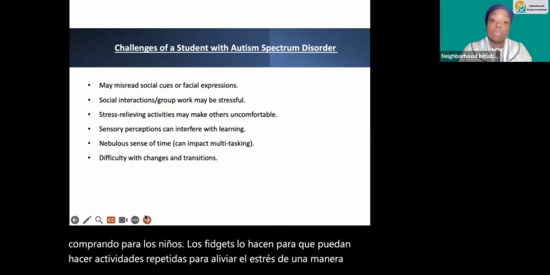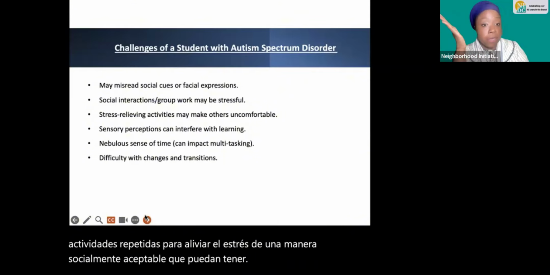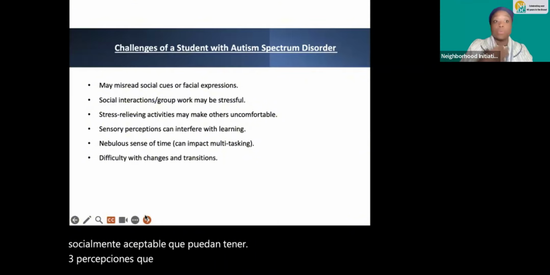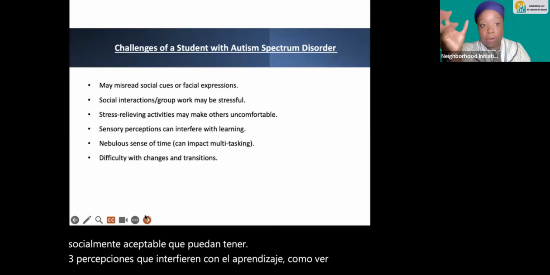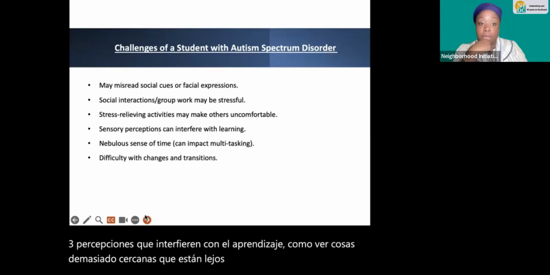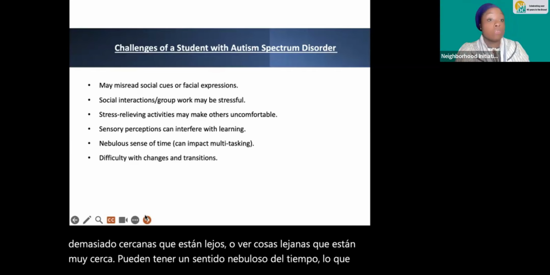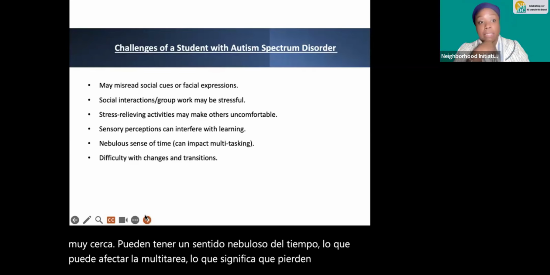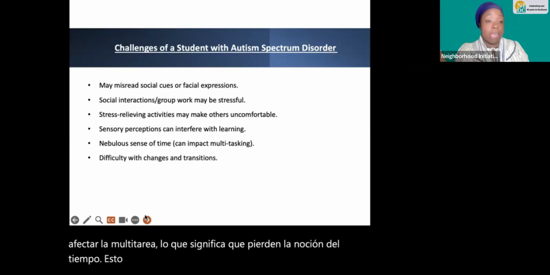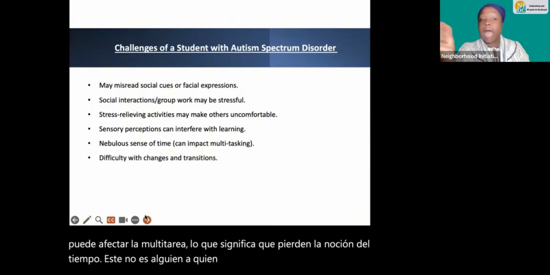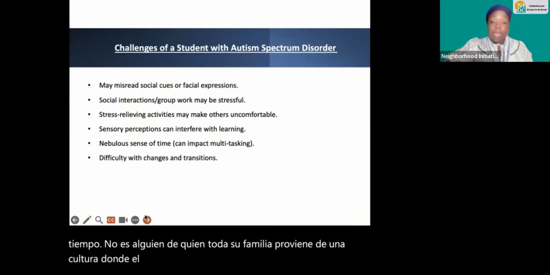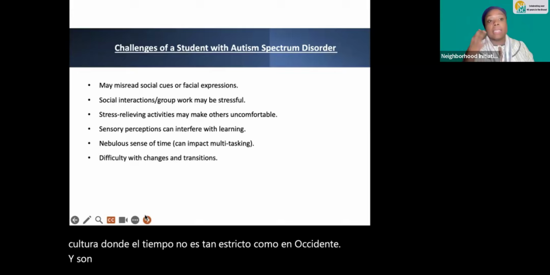They may have sensory perceptions that interfere with learning, like seeing things too close that are far away, or seeing things far away that are very close. They may have a nebulous sense of time, which can impact multitasking, meaning they lose track of time. This is not someone whose family came from a culture where time is not as strict as in the West, and they're a little bit late for something. This is like extreme losing track of time.